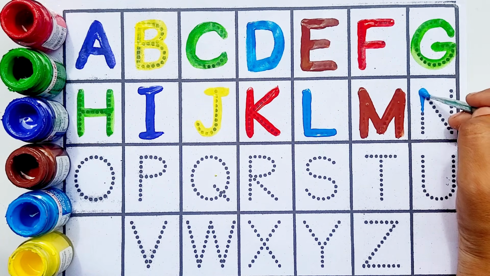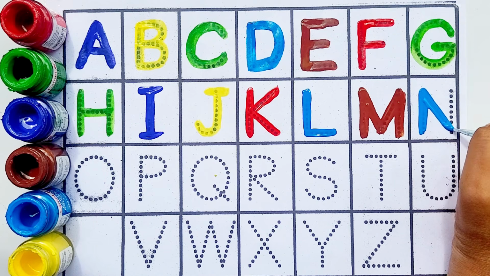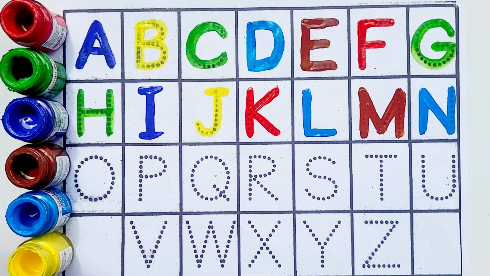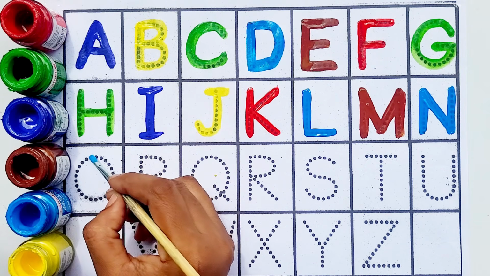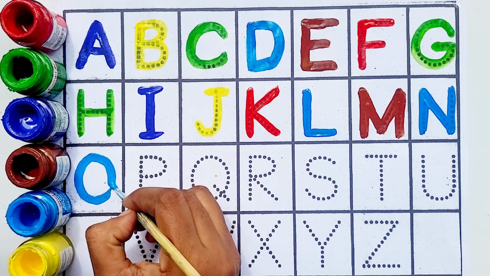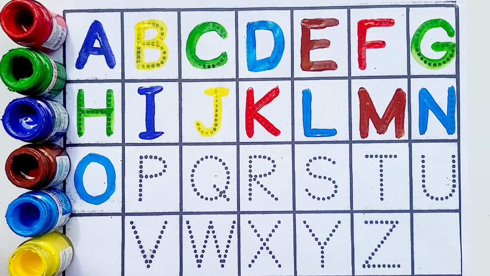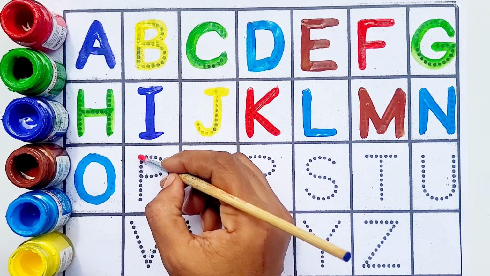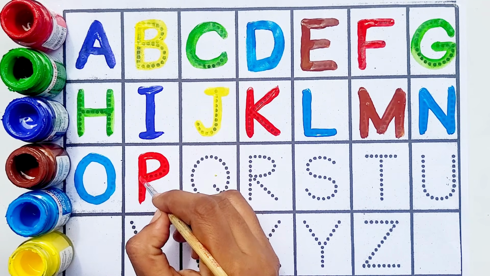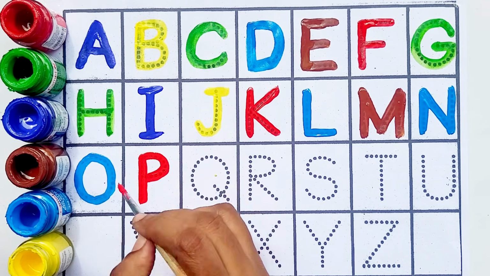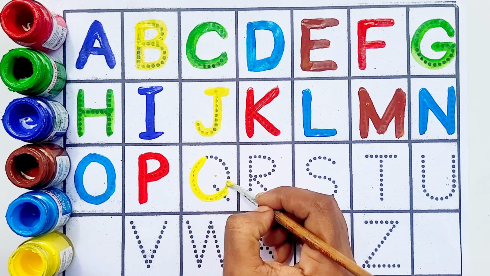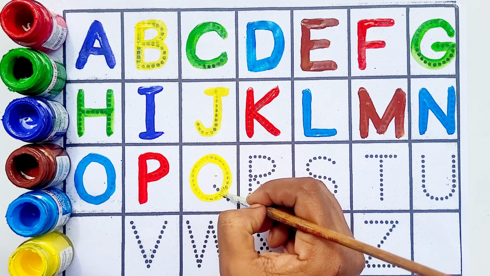N. N for nose. O. O for orange. P. P for parrot. Q. Q for queen.